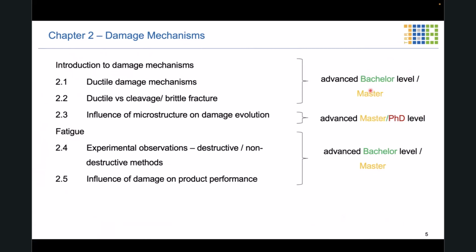Content in green means we reach the advanced bachelor level. Content in yellow means we are reaching out even to the master's level, whereas finally red stands for reaching out to the PhD level.